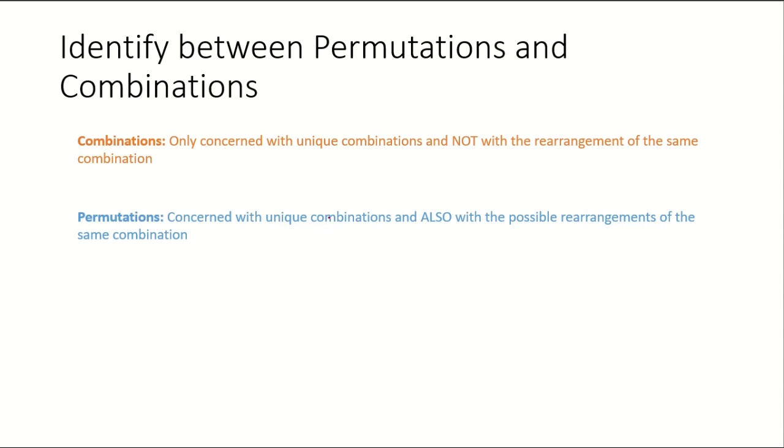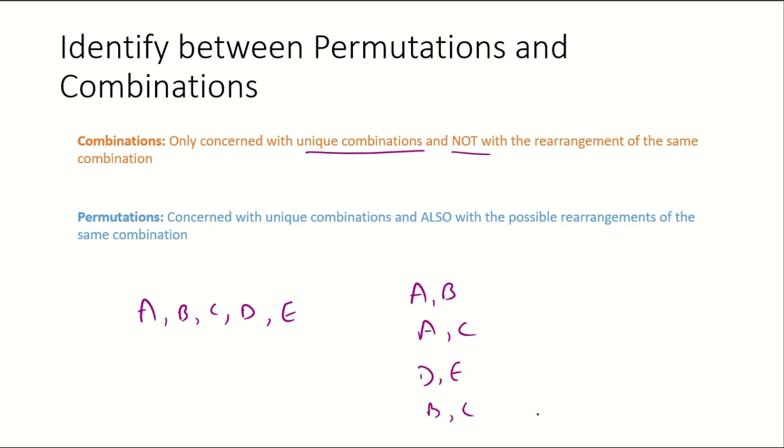Identify between permutations and combinations. Combinations is only concerned with the unique combinations and not with the rearrangement of the same combination. Say we have 5 items A, B, C, D, and E, and say we need to select any 2 items out of this 5. So the combinations would be AB, AC, DE, BC, and so on. Right? So these are the unique combinations.